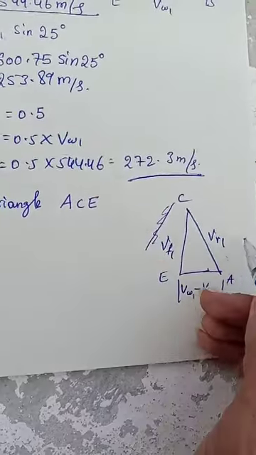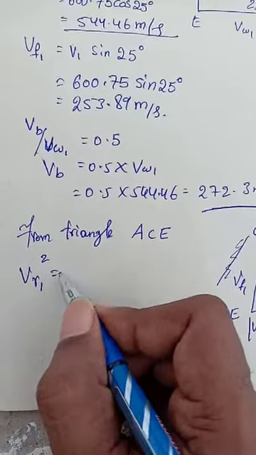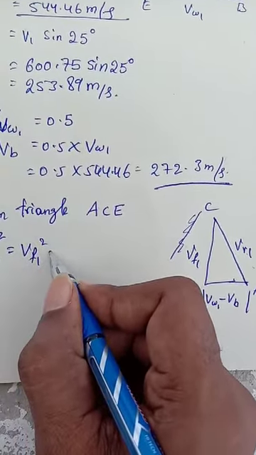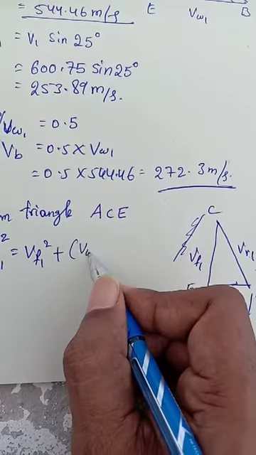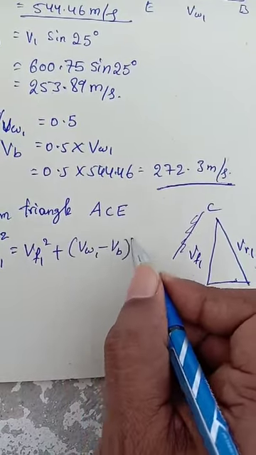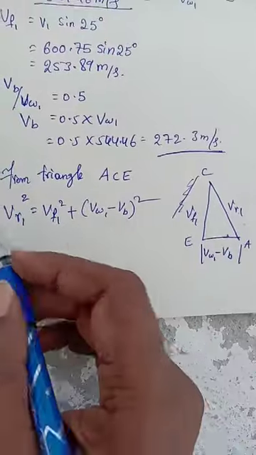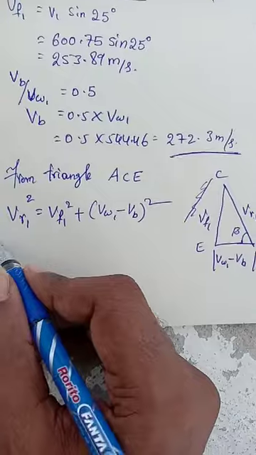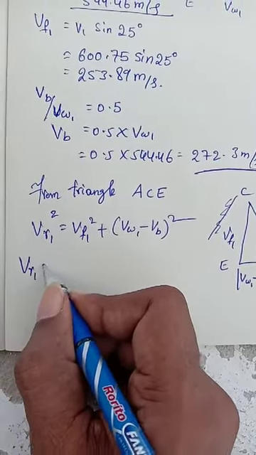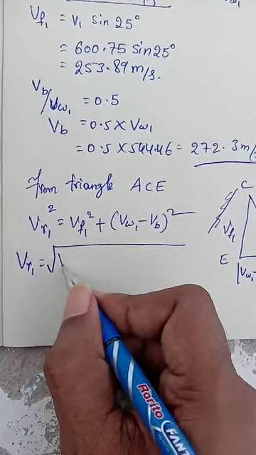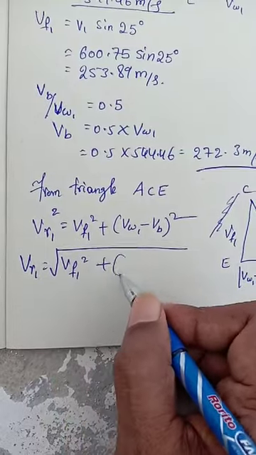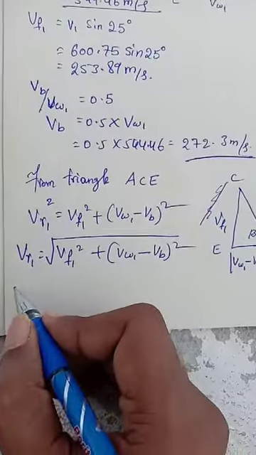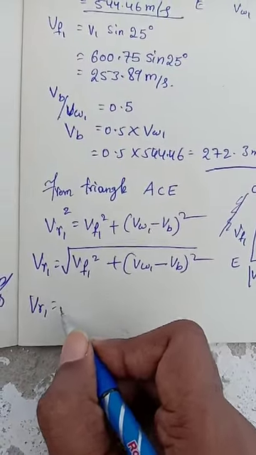Okay, and now VR1 whole square is equal to Vf1 whole square plus Vw1 minus Vb whole square from this triangle. Okay, and now here we don't know this value beta, so then here I written here Vr1 is equal to whole root of Vf1 square plus Vw1 minus Vb whole square. Okay, then I am going to substitute the values in here.